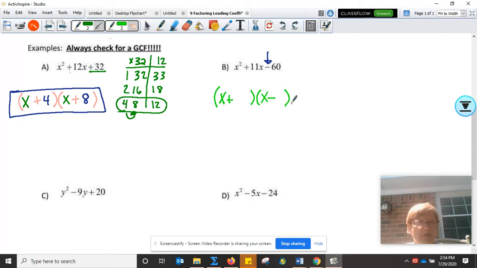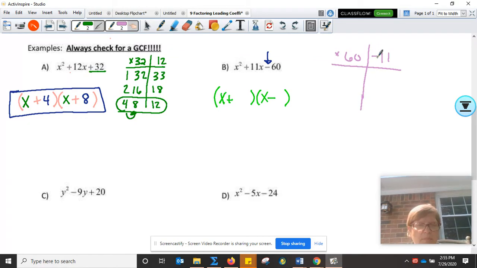All right. So, because we don't have a GCF, I should have asked that first, but we don't have a GCF. So now we're going to ask ourselves, you want it to multiply to be our last number. We want two numbers that multiply to give us 60. And since our signs are opposite, we're going to subtract to give us 11.